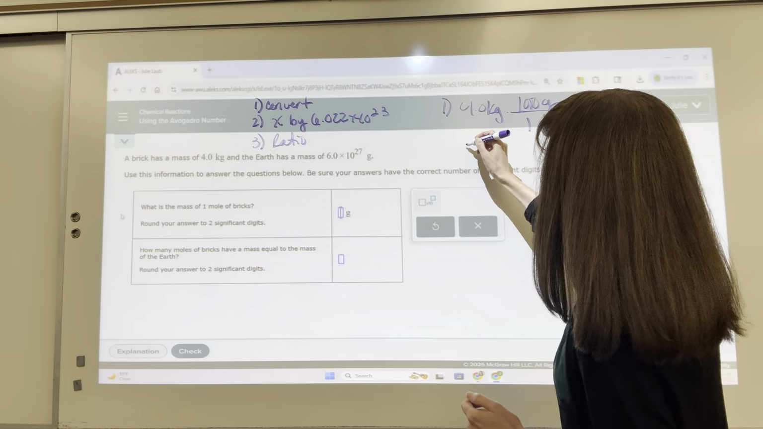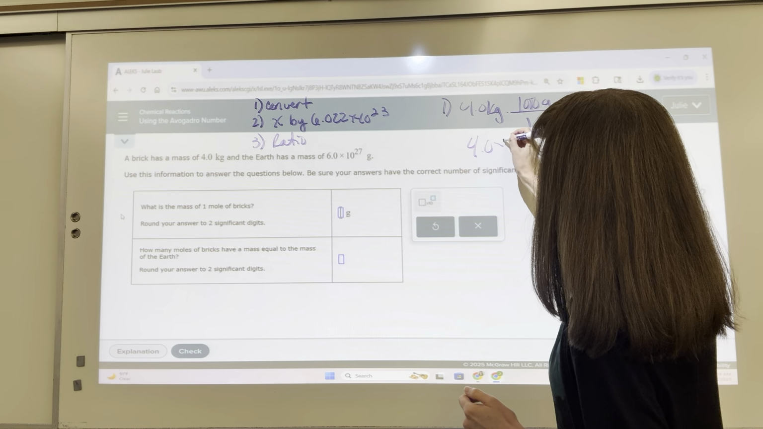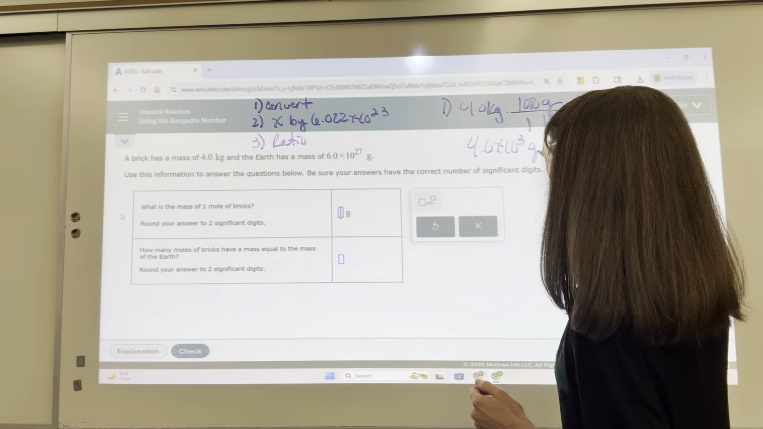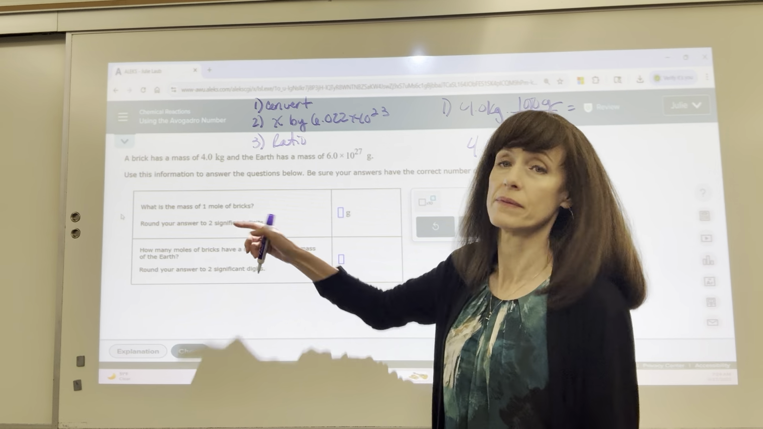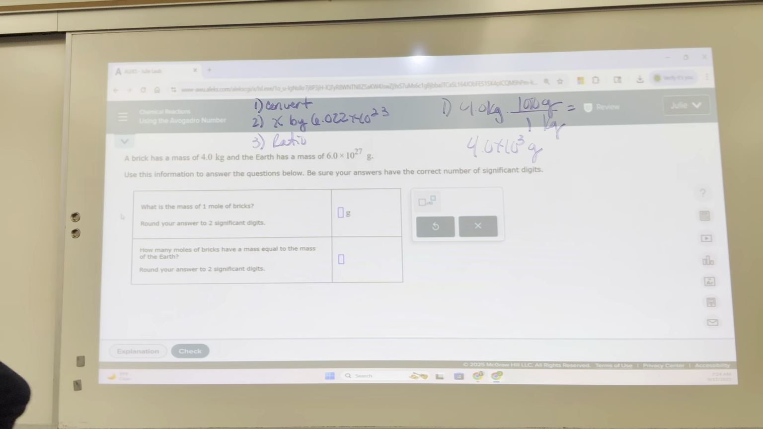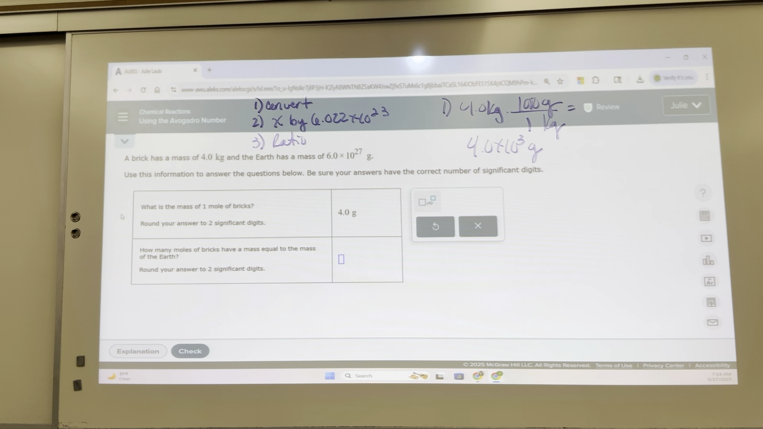That is going to give me 4.0 times 10 to the 3 grams. So I have 4,000 grams. And that's what I would put right here. They say 2 significant digits because we started with our 2 sig figs times 10 to the 3. Okay, excellent.